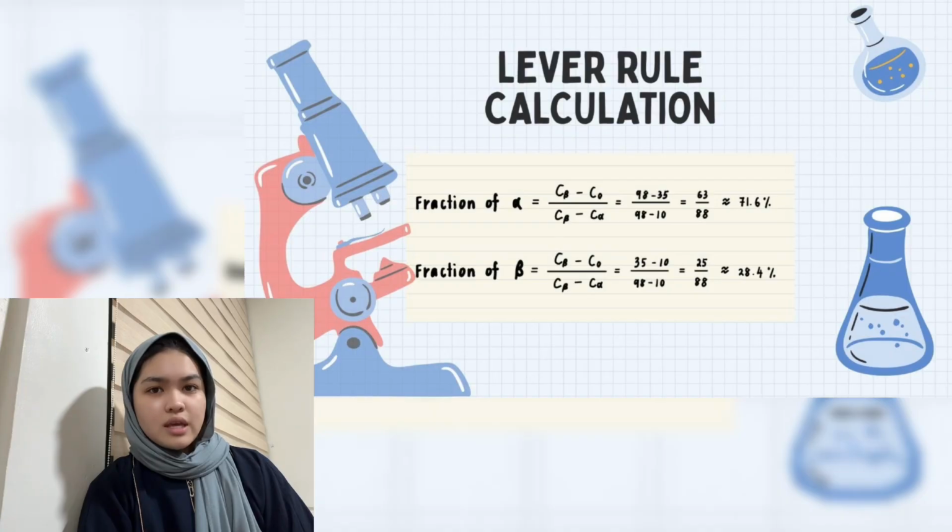These results show that the alloy is dominated by the lead-rich alpha phase with a smaller proportion of the tin-rich beta phase. This phase distribution affects the mechanical and melting behavior of the PBSN alloy, which is important for engineering applications such as soldering. This concludes the lever rule analysis for Task 2.